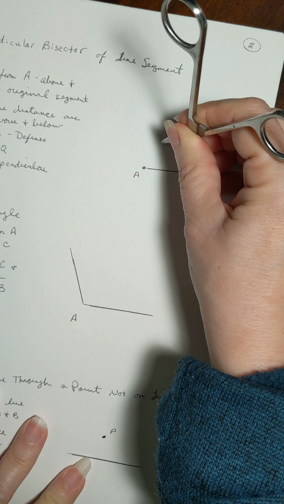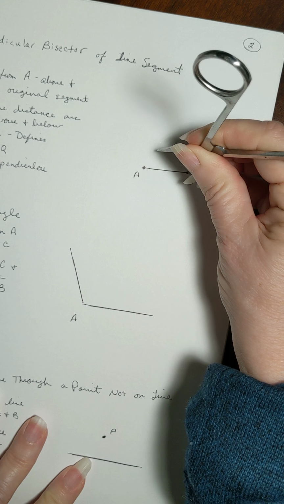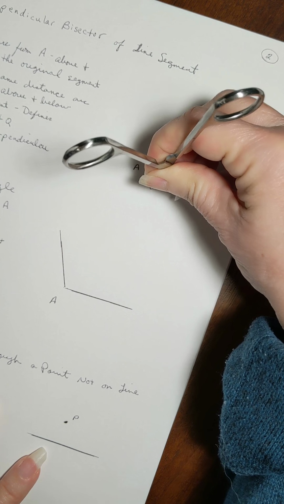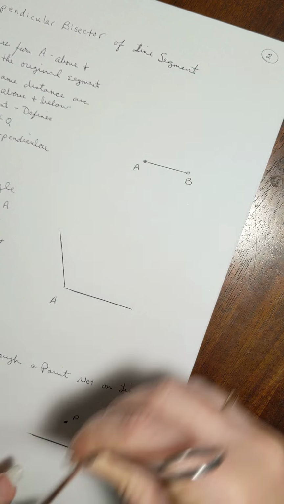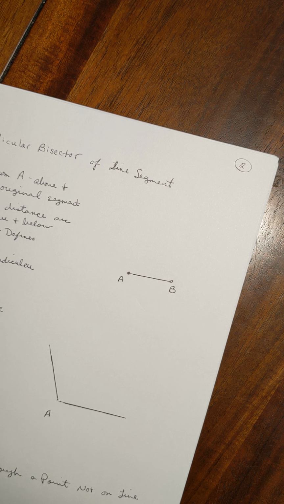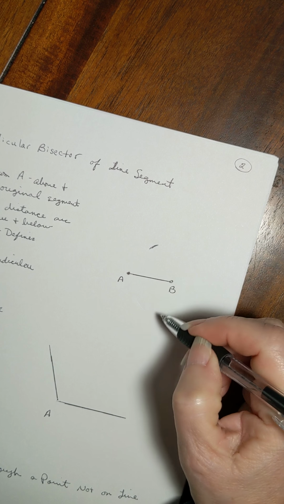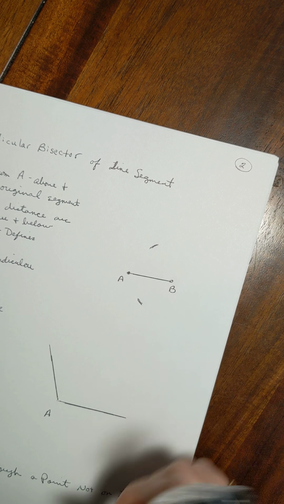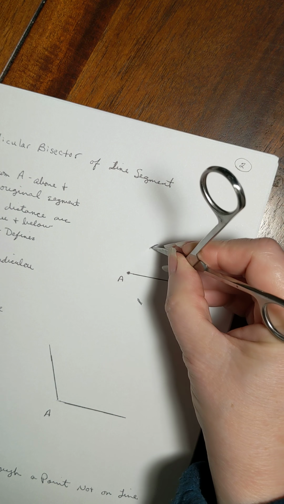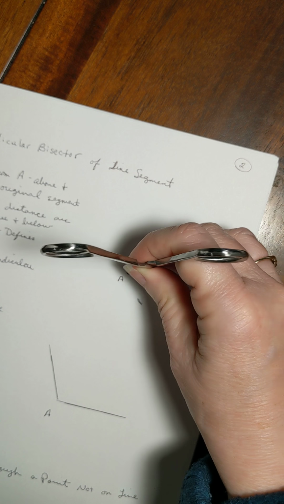So you're going to make an arc from B above this line segment and below the line segment. So that would be, see if I can see where it is. It looks like here and here. Let me make sure that that's correct. So from B up here and B down here, okay? Then I'm going to do the same thing from A.